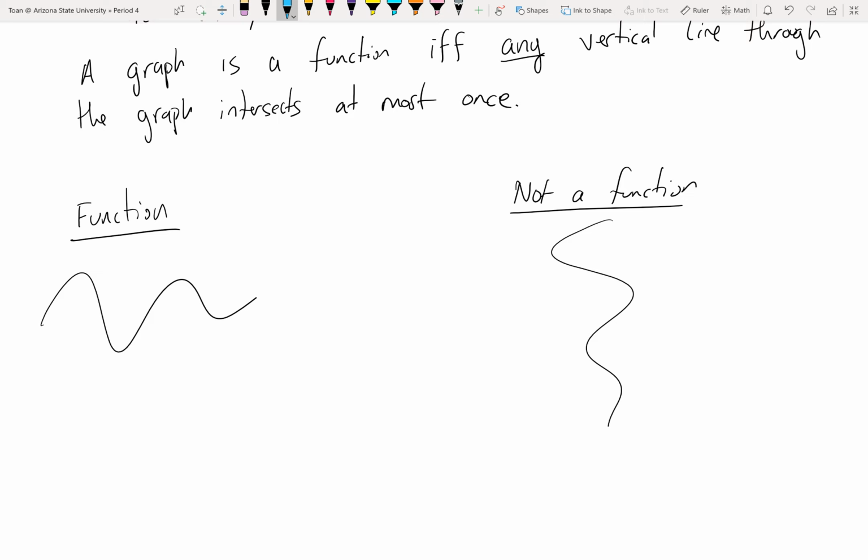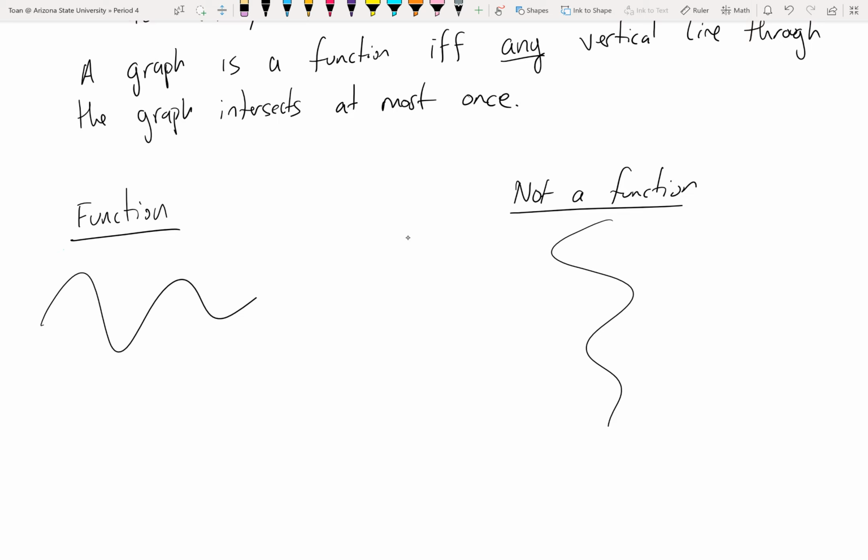This is why the left example is a function. Any vertical line I draw, and the emphasis is on any, only intersects once. If I draw this vertical line, it only crosses the black graph once. This vertical line only crosses once. Again, only once. As a matter of fact, you can spend the rest of your life drawing a whole bunch of vertical lines, and you'll find that any vertical line only crosses once. That is what makes it a function. That validates the fact that it's a function.